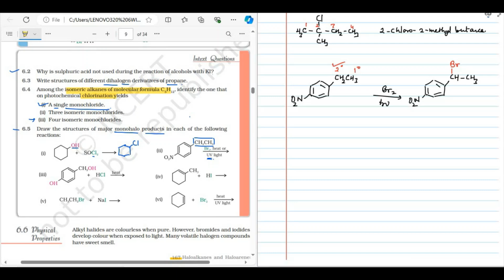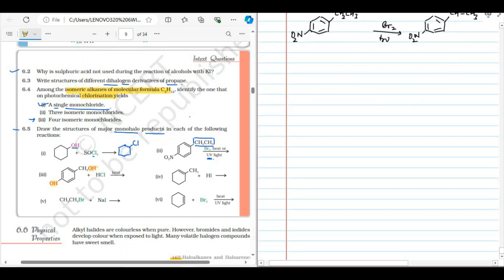Now come to the third reaction. In this reaction, this alcohol reacts with HCl. There are two OH groups. So which will take part in the reaction? Now let's draw the structure first. Then we will identify the type of OH group present in the molecule.